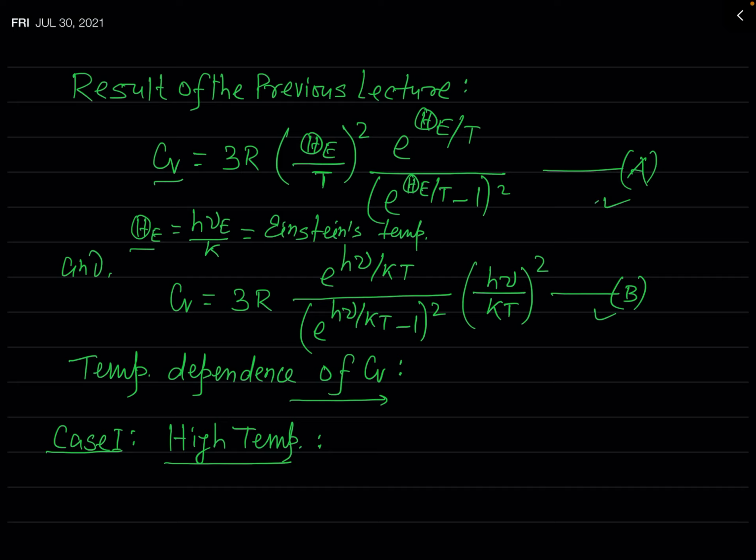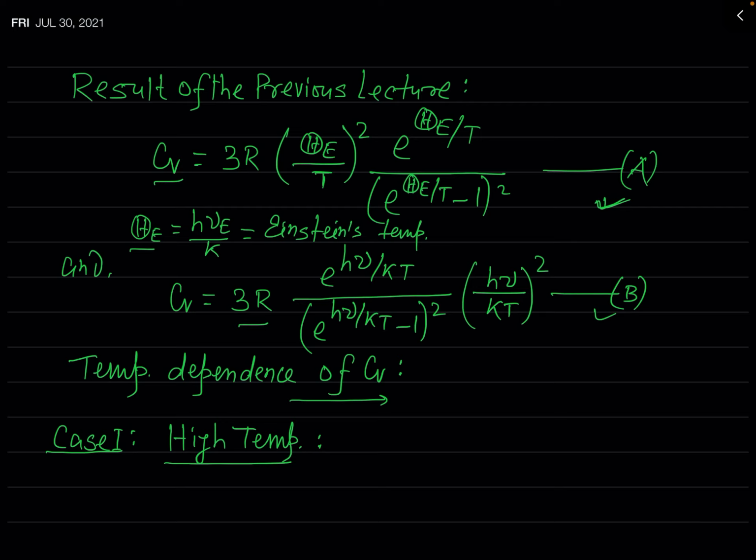But before getting this result in the previous lecture, we obtained the general expression for Cv, which reads as Cv equal to 3R times e raised to the power h nu by kT over (e raised to the power h nu by kT minus 1) whole square, times (h nu by kT) whole square. Actually, these results you have seen in the first lecture. Now, it is clear from equation A or equation B that this Cv, the specific heat of solid at constant volume, depends on temperature T.